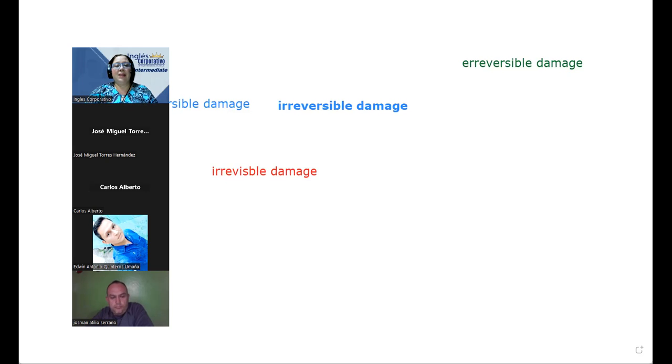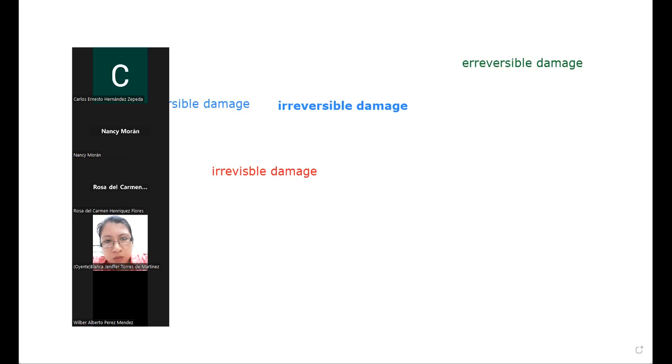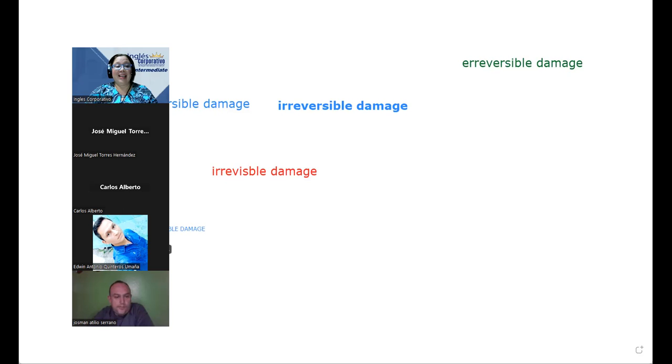A ver, ¿quién más está escribiendo? Osman. Carlos Ernesto: Yo estaba escribiendo, teacher, pero desde el teléfono se hace muy difícil. No importa, con el lapicito. Ok. Intente, usted intente. La idea es que practiquemos, ok? No problem. No importa que se vaya encima de sus compañeros, no importa. All right. Ok, there we go with the next one.